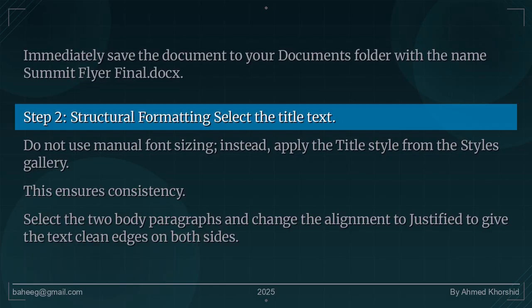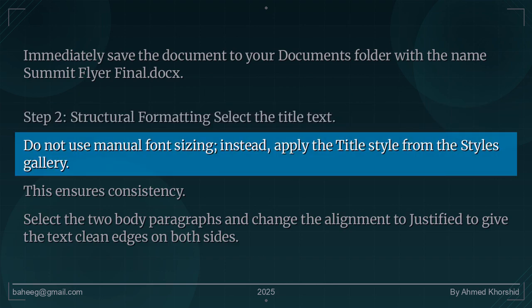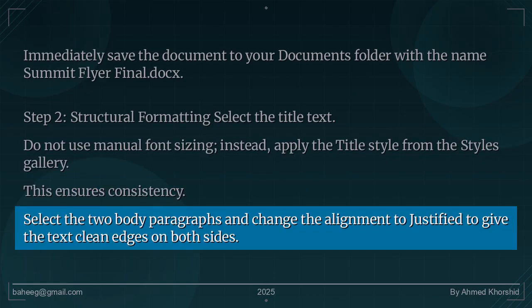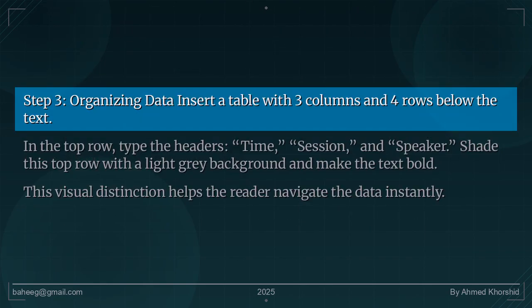Step 2. Structural formatting. Select the title text. Do not use manual font sizing, instead, apply the title style from the Styles gallery. This ensures consistency. Select the 2 body paragraphs and change the alignment to Justify to give the text clean edges on both sides.